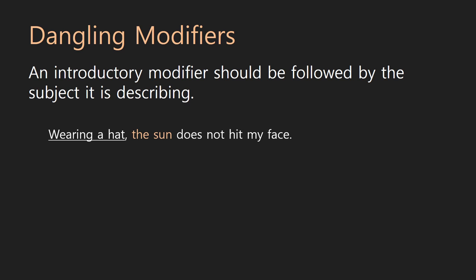This sentence is incorrect, because it sounds like the sun is wearing a hat. On the other hand, "Wearing a hat, I am protected from the sun," is correct, because I am the person who is wearing a hat. Make sure that if you have a modifier at the beginning of a sentence, and it's describing somebody or something, that that subject is next to the modifier.